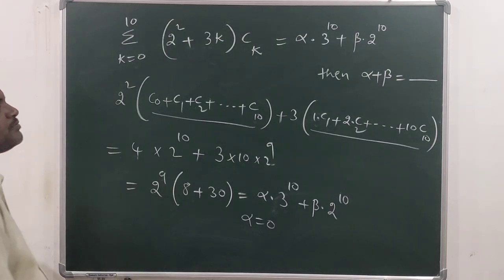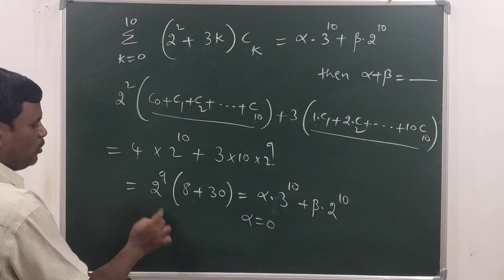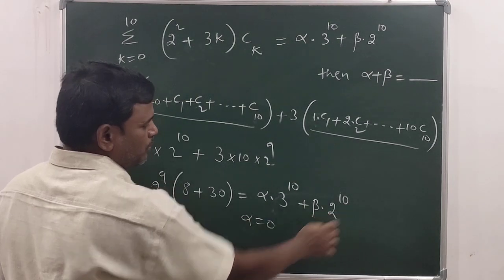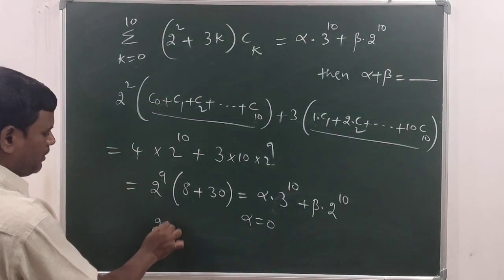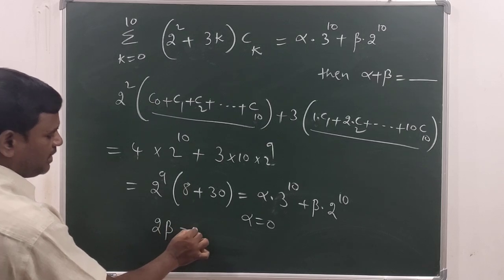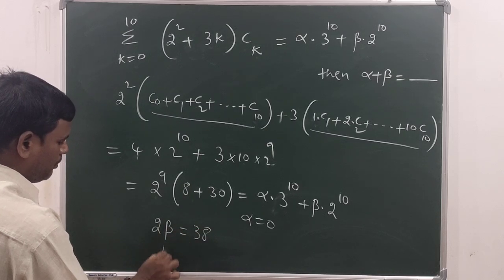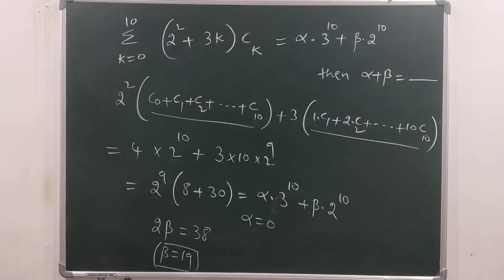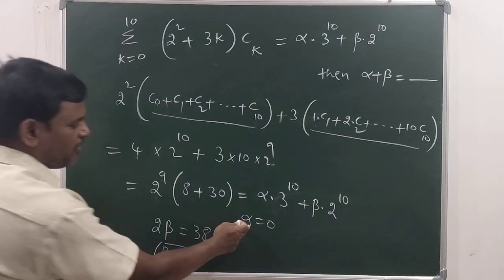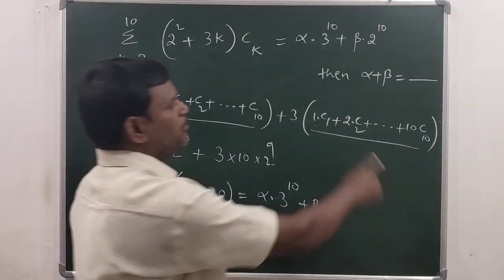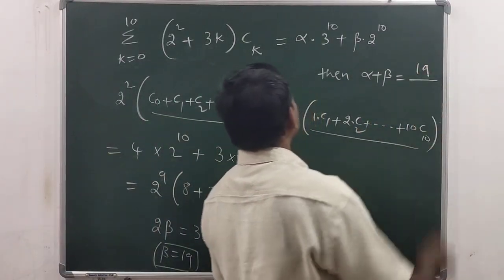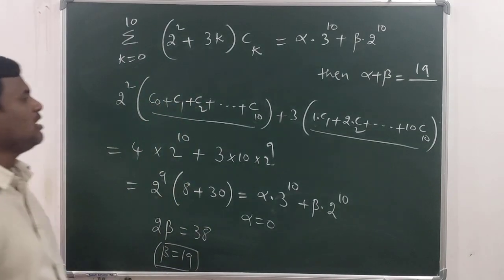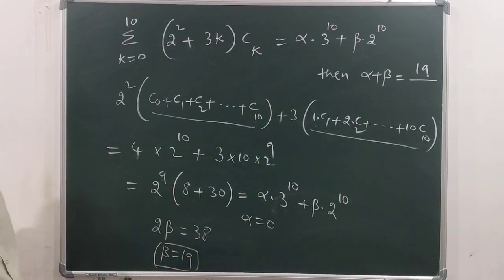So see here, 2 power 9 and here 2 power 10. So it becomes 2 beta, and 2 beta is equal to 38. Now your beta will become 19. Okay students, so here alpha is 0, beta is 19. Then alpha plus beta is 19. So this is the required answer for this question.